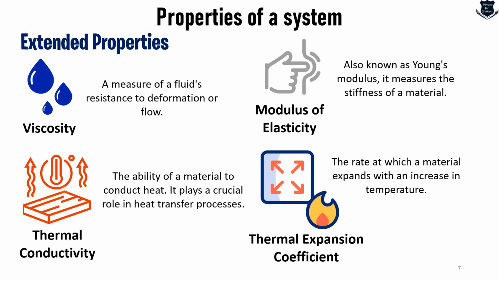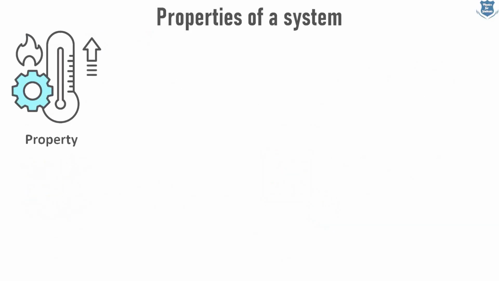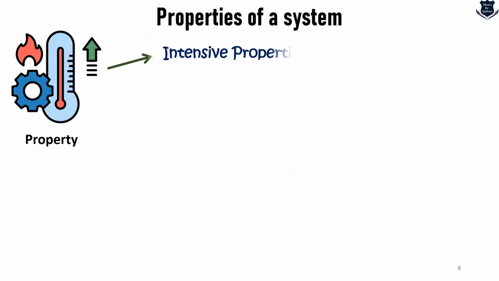Now, apart from that, there are various other extended properties which I have not mentioned, but overall, this can be told as the most important extended properties. Now from here, when we go into this kind of a property, we find that there are two types of properties which can be classified.